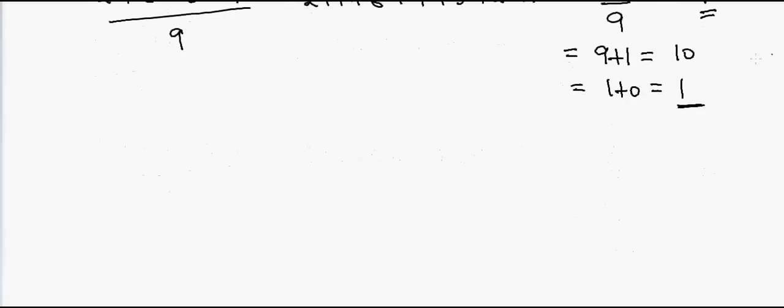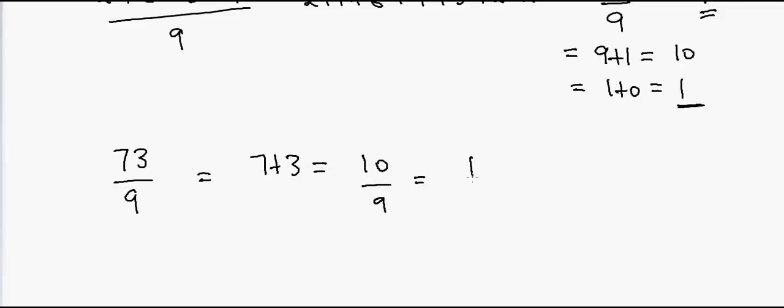Another example, a much easier one: if I have 73 and I want to divide by 9. We know that 7 plus 3 is equal to 10, and if I divide it by 9, my remainder will be equal to 1.